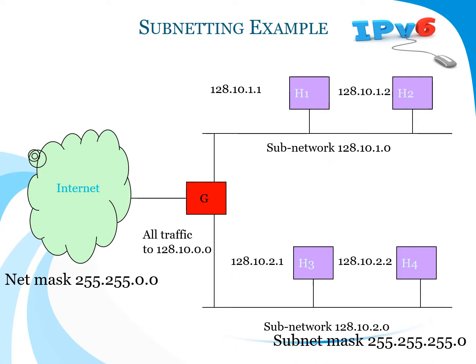Here is a detailed example of how subnetting works. As you can see, all traffic is filtered through the gateway, as represented by the red G. The gateway creates two subnetworks, 128.10.1.0 and 128.10.2.0. In each subnet are two hosts. H1 and H2 are on the top subnet, and H3 and H4 are on the bottom subnet.